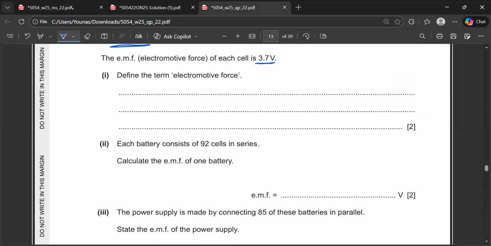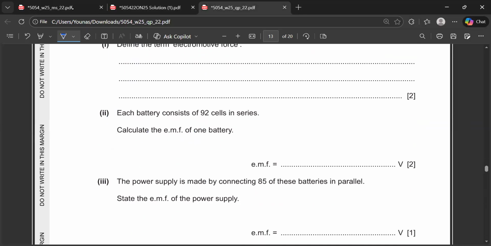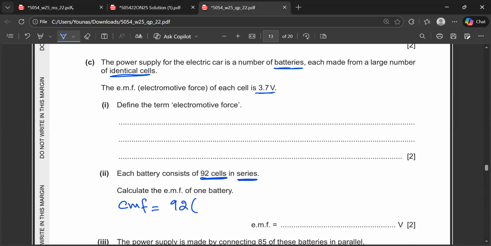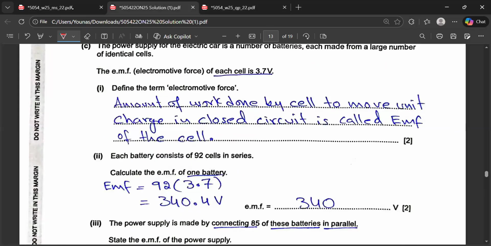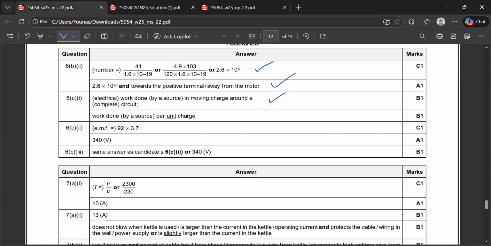In its second part, he says each battery consists of 92 cells. Calculate the EMF of the battery connected in series. So the EMF will be equal to, because there are 92 cells and each cell has 3.7 volts, just multiply them. 92 multiplied by 3.7 will be 340.4. So approximately 340 volt is the answer. The EMF of the battery will be 340 volt.